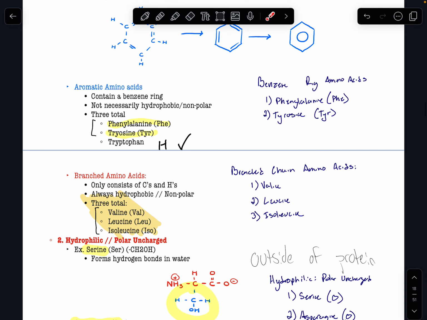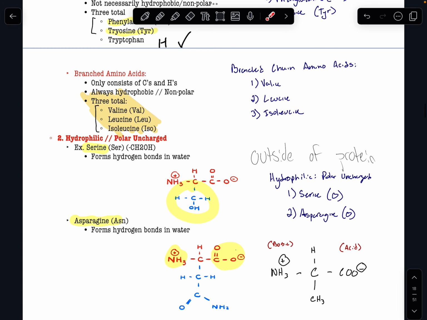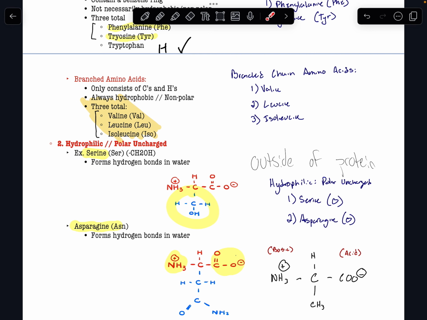Same thing goes for aromatic amino acids. And what you guys might notice, I might be jumping back around, so I might lose an idea here or there, and I might just pop back up to make sure I cover everything.